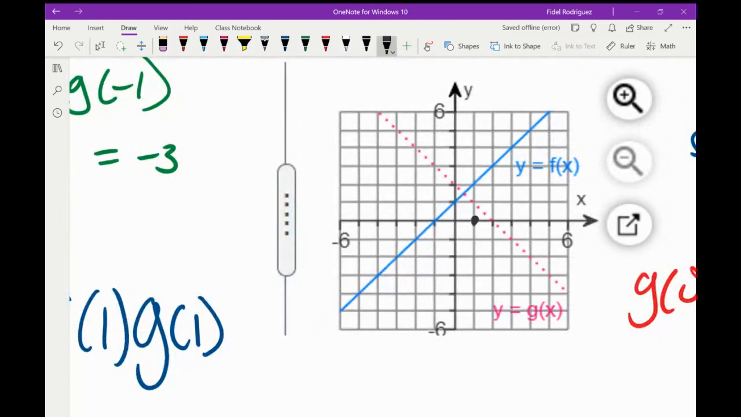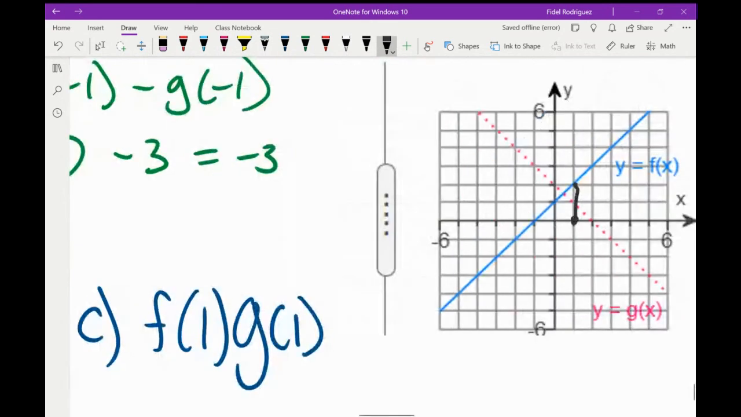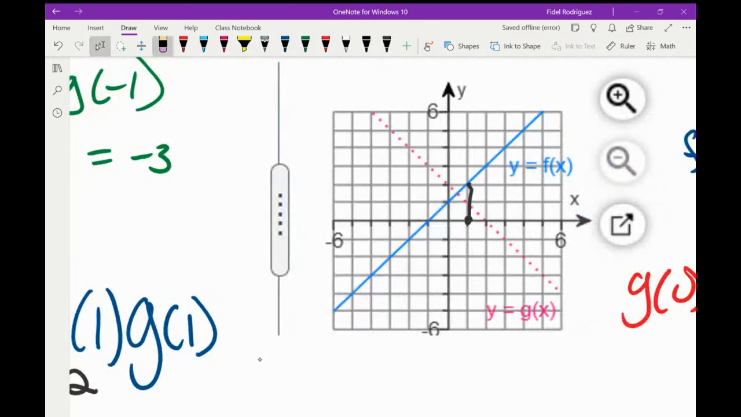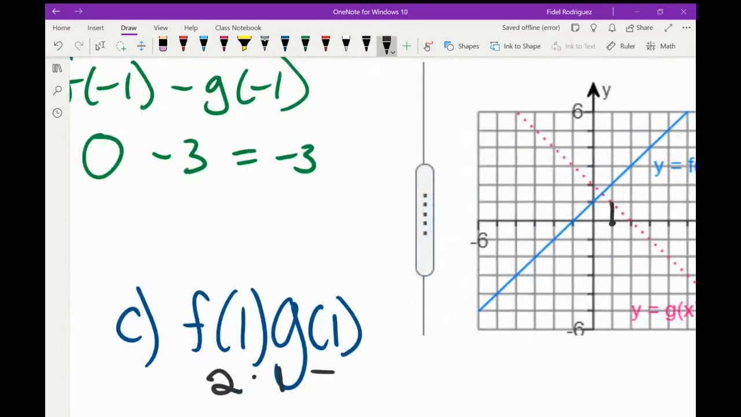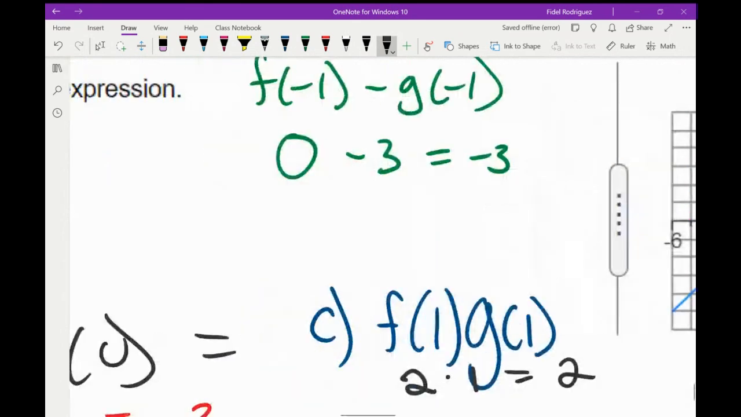Okay, so here's 1. I'm going to go up till I hit the F graph. How many spaces did I have to go up? Good, 2. Okay, let's do the same thing for the G graph. I'm going to go to 1. I'm going to move up. I only move up 1 spot. And 2 times 1 is just 2, right?